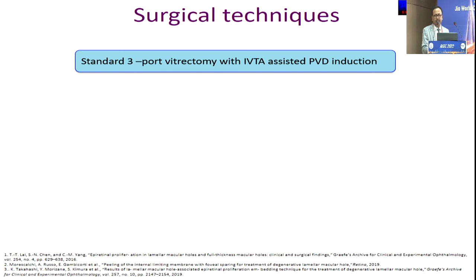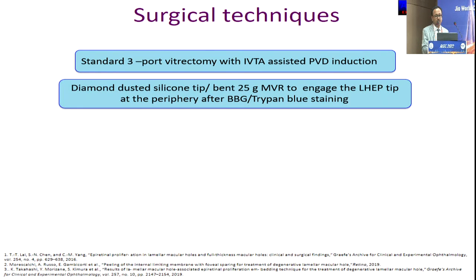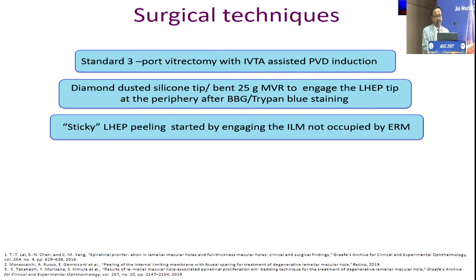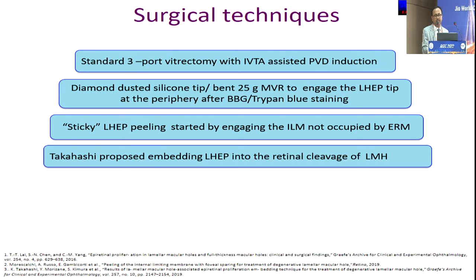The surgical technique is usually a standard three-port vitrectomy with triamcinolone-assisted PVD induction. A diamond dusted silicone tip or bent 25-gauge MVR is used to engage the LHEP at the periphery after staining. Sticky LHEP peeling started by engaging with the ILM forceps, which is not occupied by ERM, is an easier technique to tackle this membrane. There are a few propositions about embedding the LHEP into the retinal cleavage with very good surgical outcome.